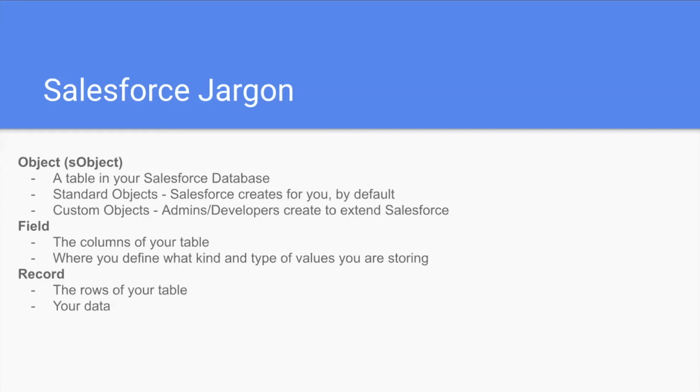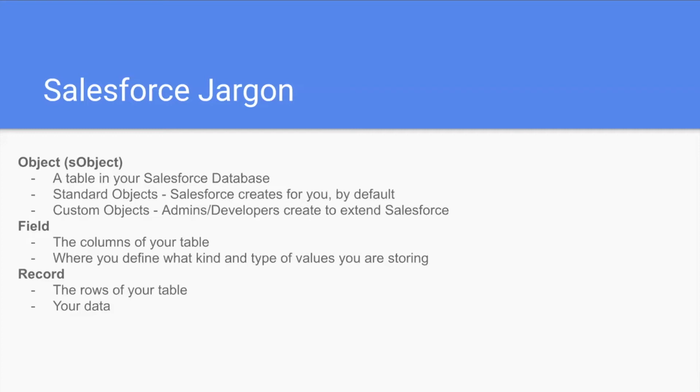So now we can dive even deeper and talk about what it means for Salesforce and what the Salesforce jargon or terminology is for databases. And this is the material that will be more tightly covered and tested upon on your certification exams. So an object, otherwise known as an sObject or a Salesforce object, is a table in your Salesforce database. There are two different types of objects. The first one is a standard object. Salesforce creates these for you by default as soon as you get your organization or environment created in Salesforce.